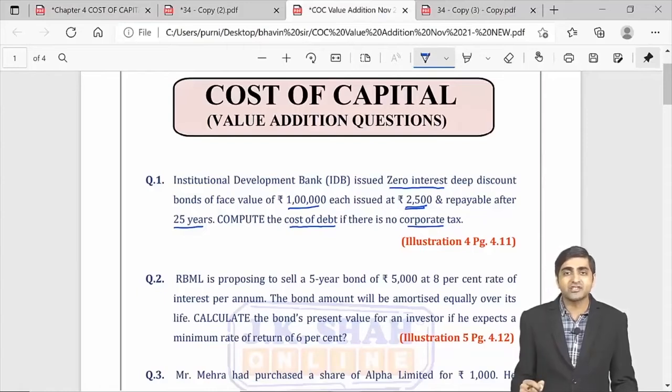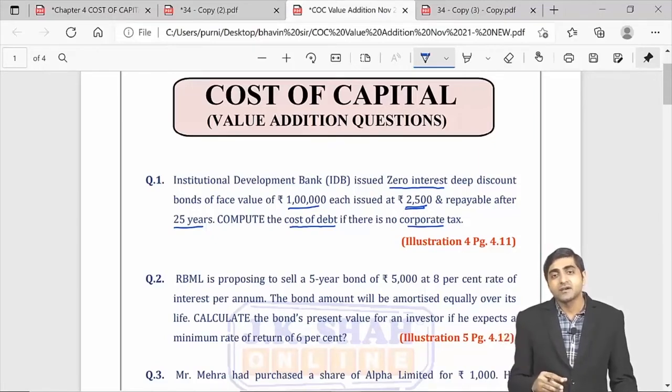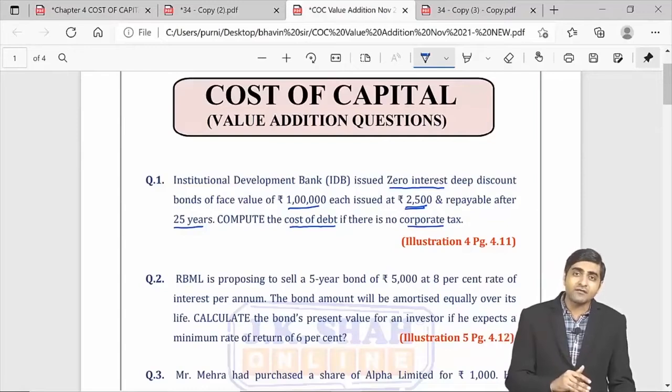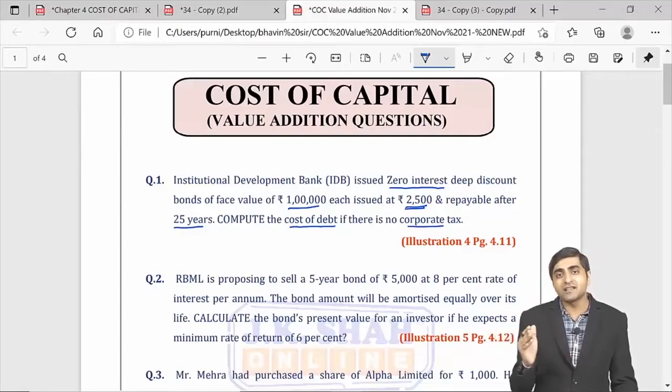So here, as you can check, the present value of the bond is 2,500, and at the time of maturity an investor is going to get 1 lakh rupees. So guys, from 2,500 to 1 lakh, whatever is the difference will be the capital appreciation, or the benefit an investor is going to get. So whatever is the return for an investor, can I say that is nothing but the cost for the company? Come on, yes or no?